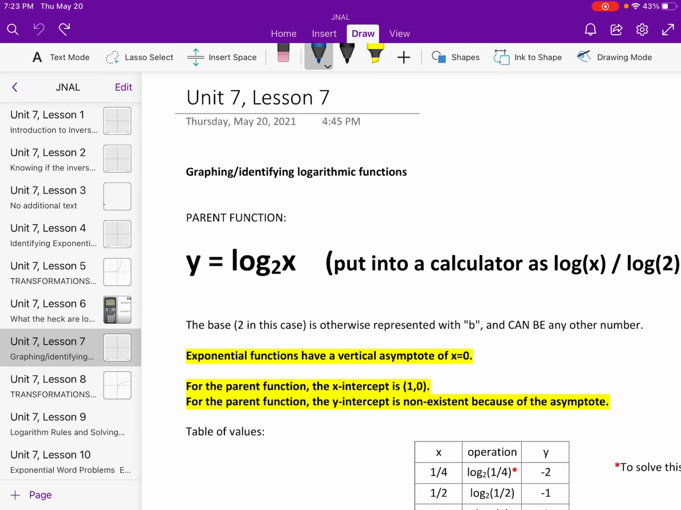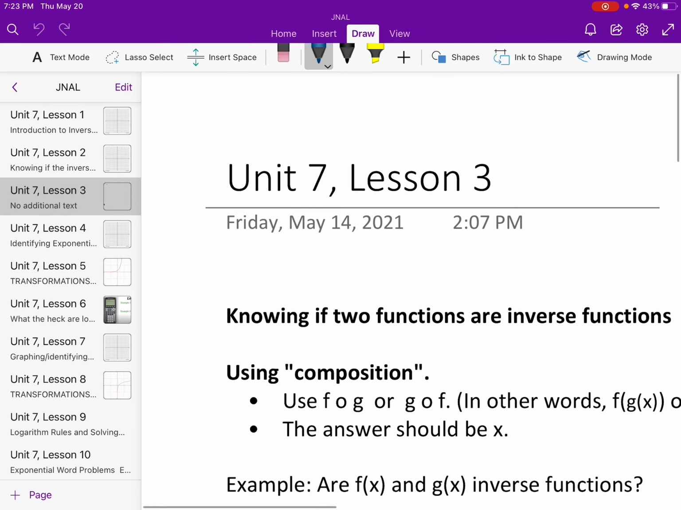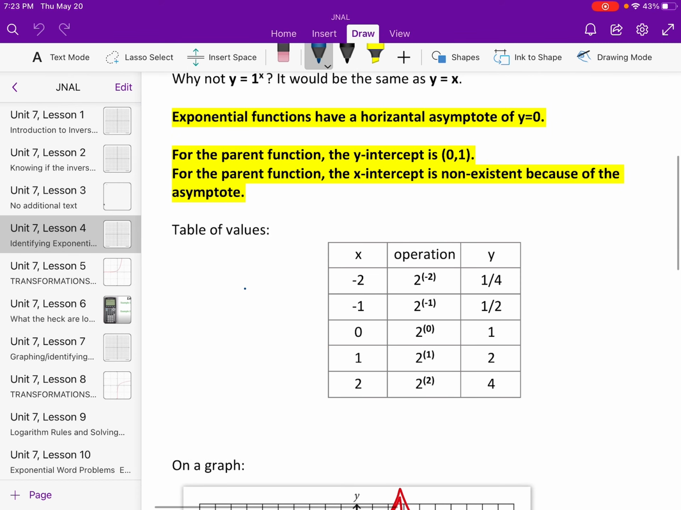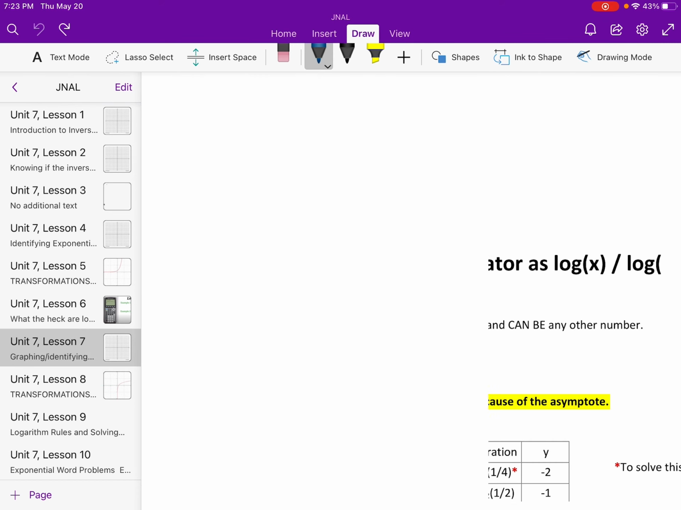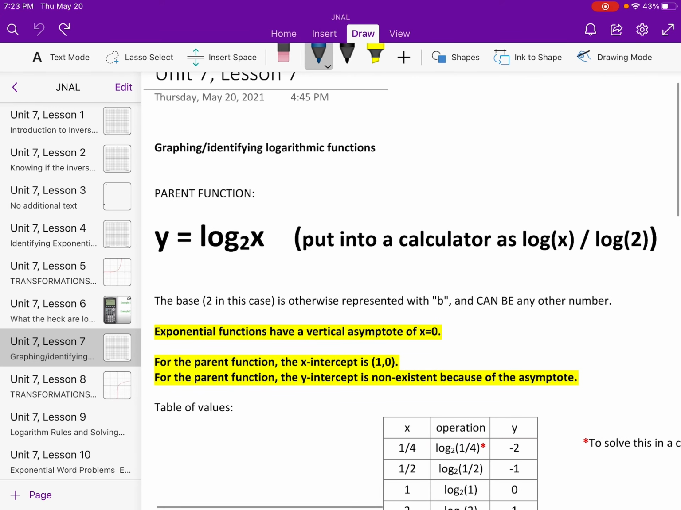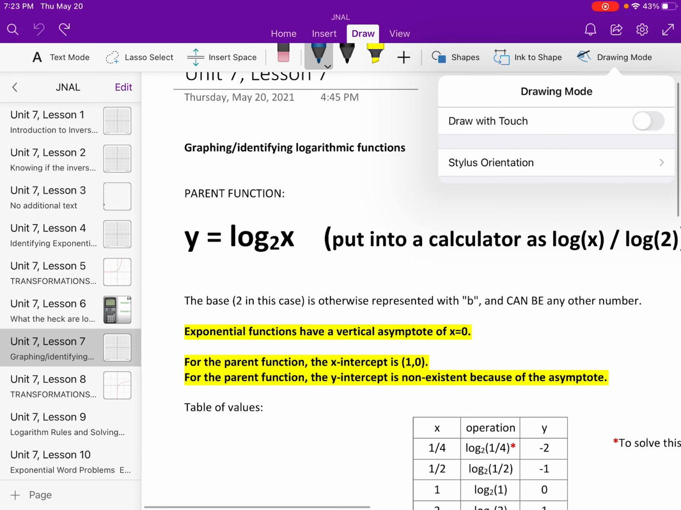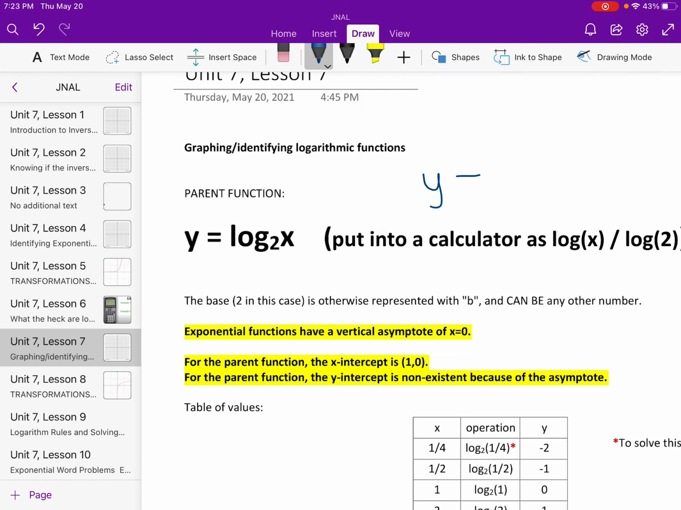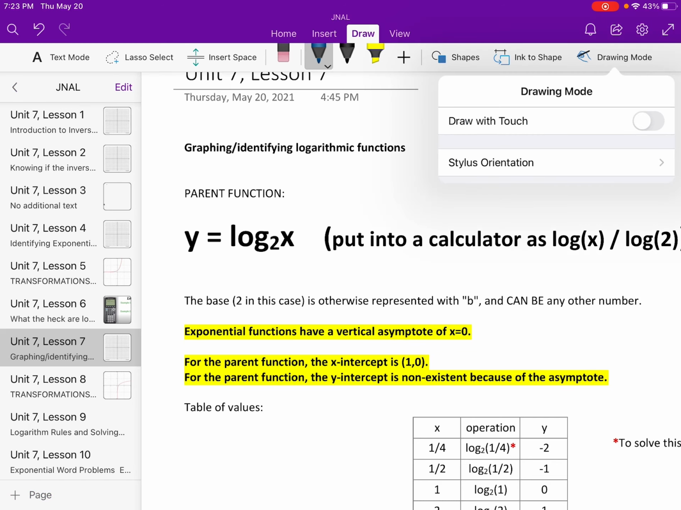So, everything that we said for Lesson 4 is opposite for this lesson, Lesson 7. So, the parent function, now I kind of said that the parent function was this in the last lesson, but you can pretty much just substitute in a 2, because obviously you can't type in b into a calculator. So our default is 2. Once again, it can't be 1, because if it was, then we will see in the next lesson that that would mean that it's just the y equals x line. So that's why it has to be 2.